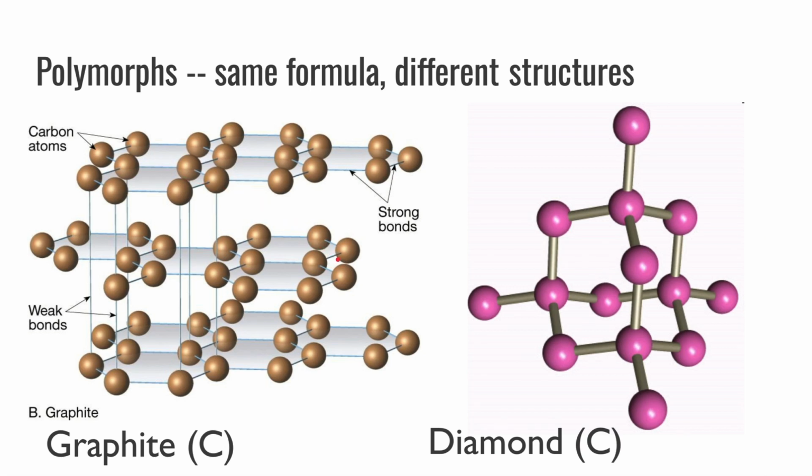When you have the same elemental composition but different minerals, these are called polymorphs. So same formula, different structures. Graphite forms these platy structures that flake apart. The carbon atoms have strong bonds along these planes, and then weaker bonds holding the planes together, and that's the breaking surface. Whereas diamonds have this interlocking, strong structure.